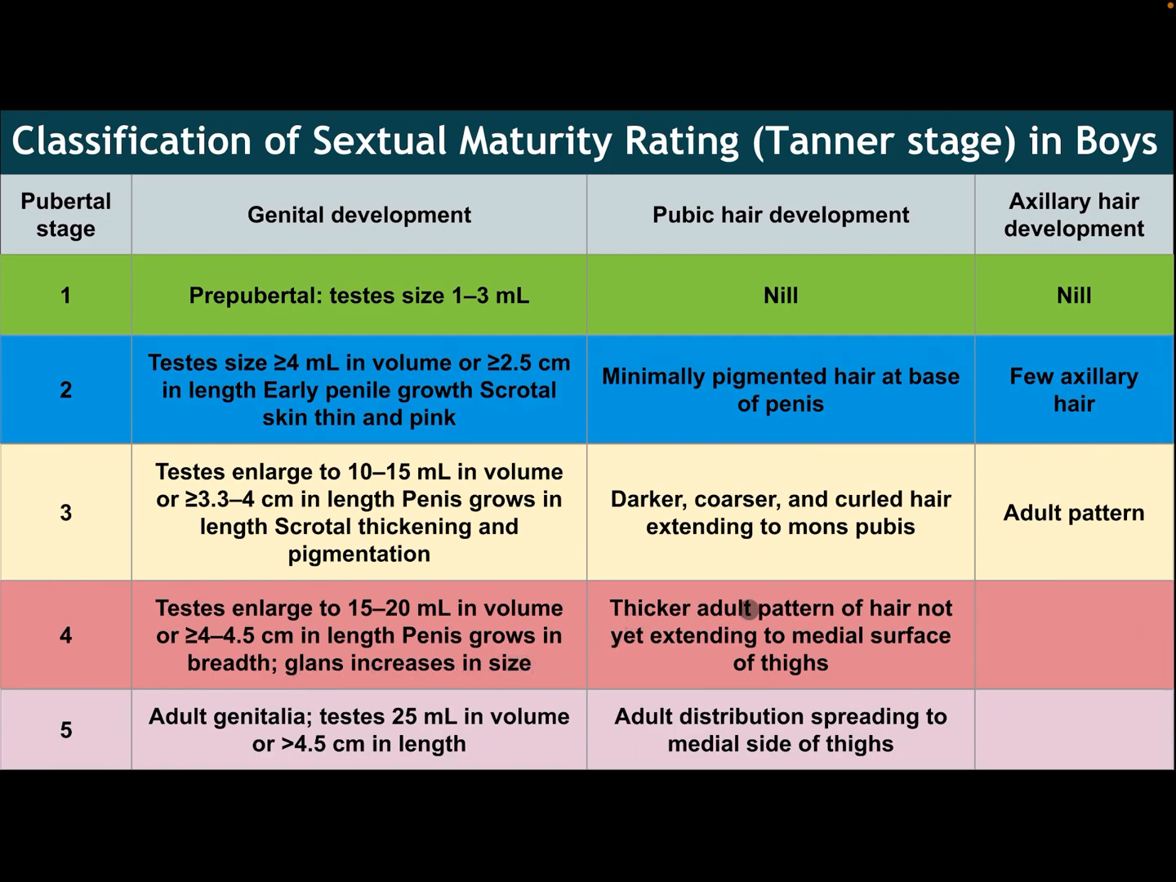Pubic hair, thicker adult pattern of hair not yet extending to medial surface of the thigh. Stage 5, adult genitalia, testis 25 ml in volume or more than 4.5 cm in length. Pubic hair, adult distribution spreading to medial side of thighs.